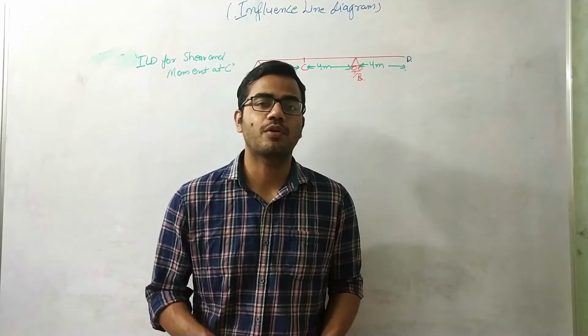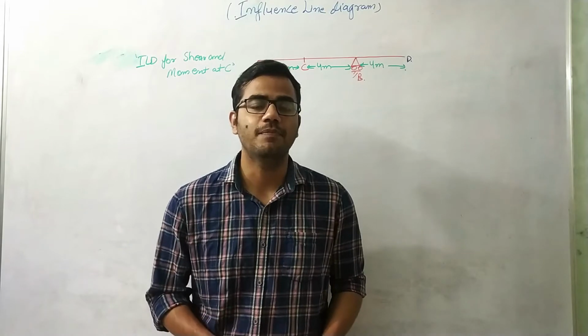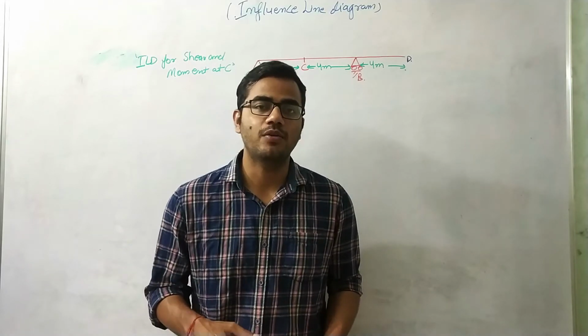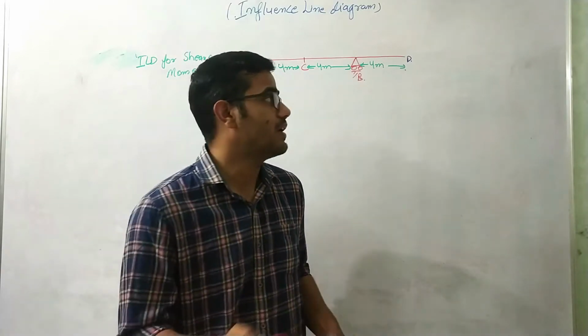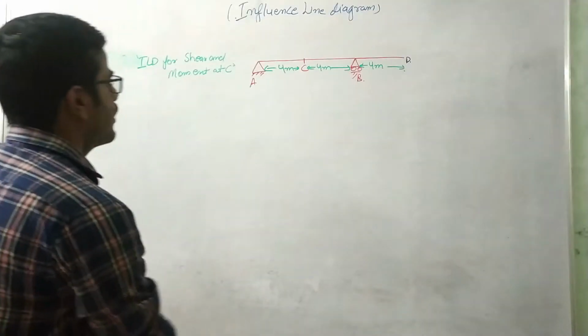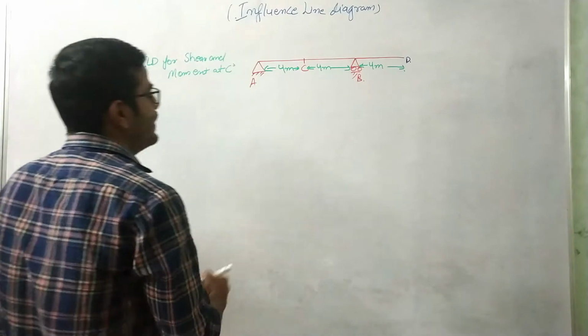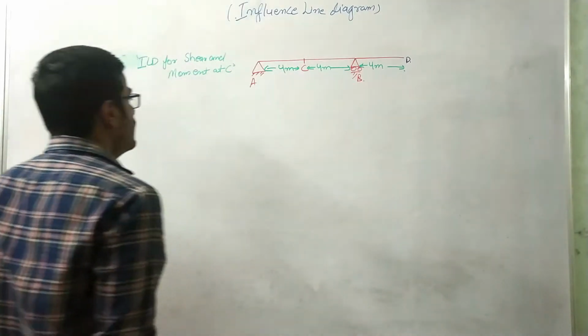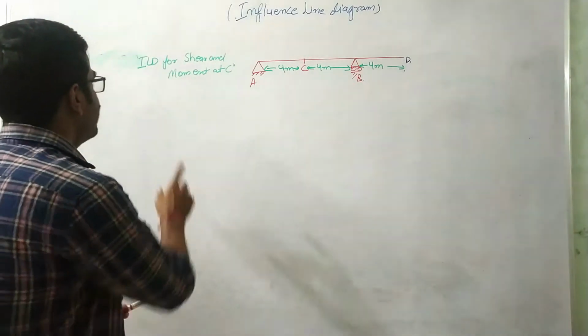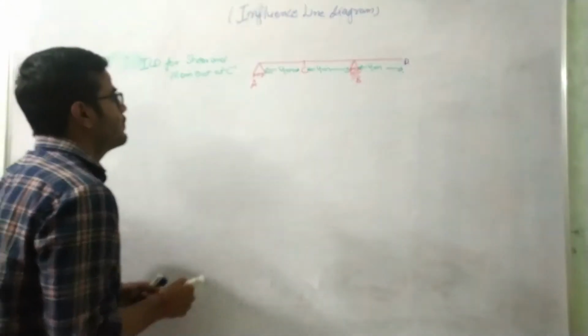In today's lecture, we are going to solve one problem on influence line diagram, which we will be solving by using direct methods. Okay, so we'll come directly to the problem over here. In this problem, we are given one simply supported beam which has an overhang. This BD portion is basically the overhang portion. So we need to calculate the influence line diagram for shear and moment at point C.